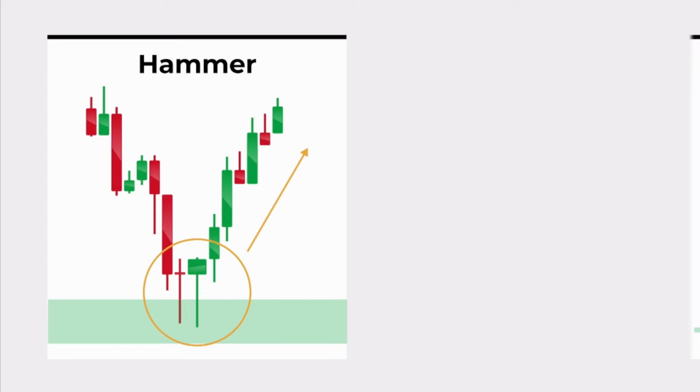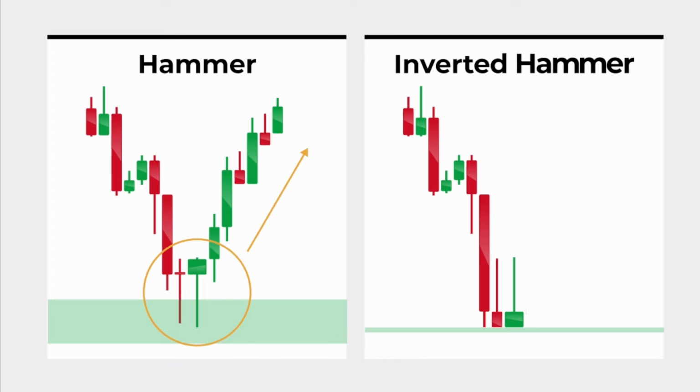And on the right, we have an inverted hammer setup. We also see that we have a downtrend, and then we have a bearish inverted hammer followed by a bullish inverted hammer that formed right on top of a resistance level. So in this scenario also, more often than not, we would get a reversal in price.